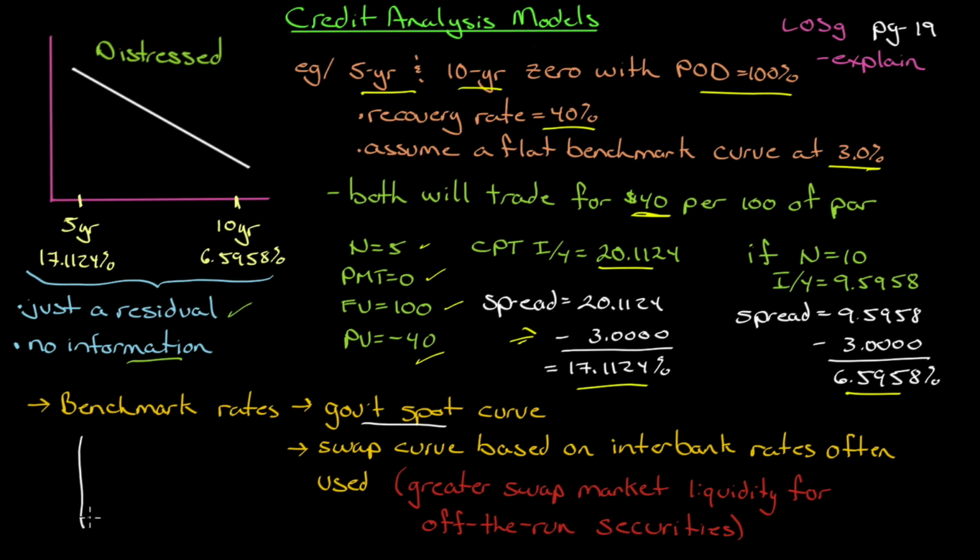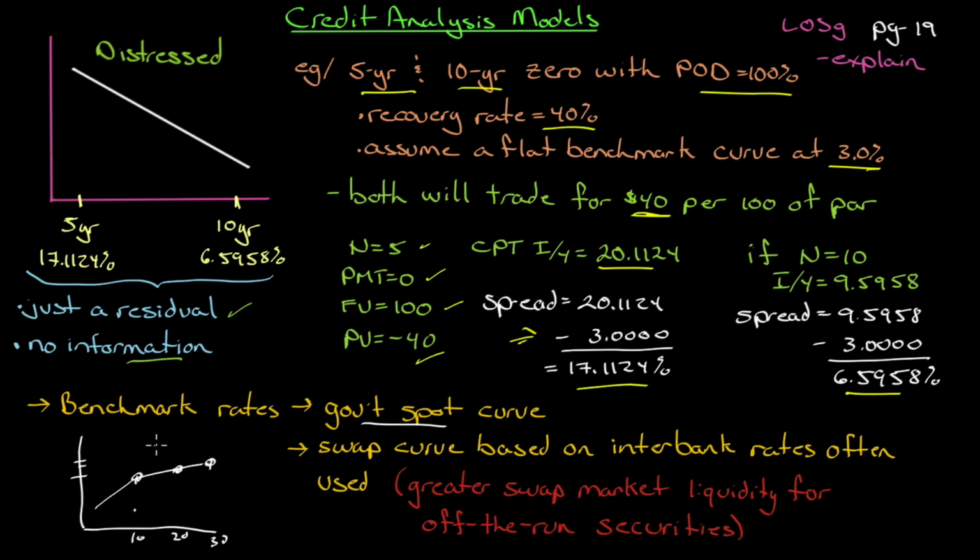But if we're using the government spot curve, let's say that we have something like this. Here's our 10-year. Let's say here's our 20-year, and here's our 30-year. If we want to know what the yield to maturity is on the 10, the 20, the 30, we just look at the on-the-run government bond, and we'll put a dot on the chart wherever it happens to line up on yield to maturity. And then we just draw a straight line between those two points.